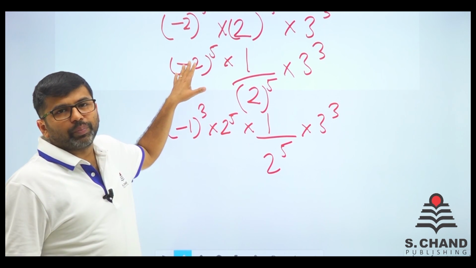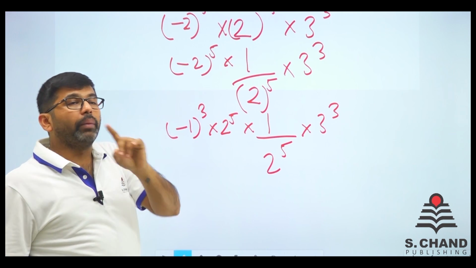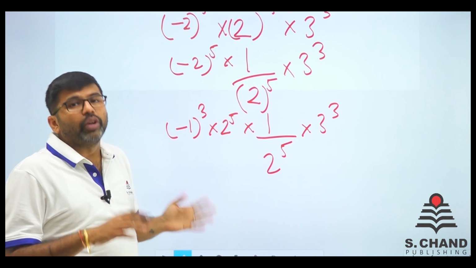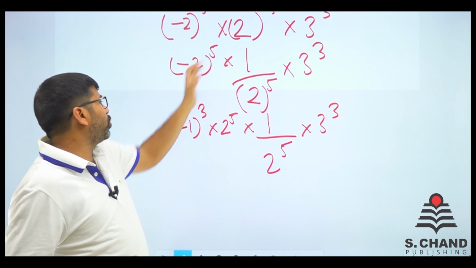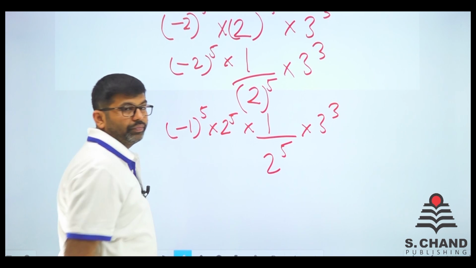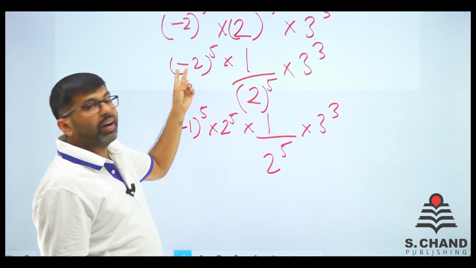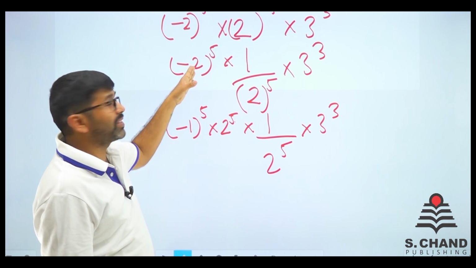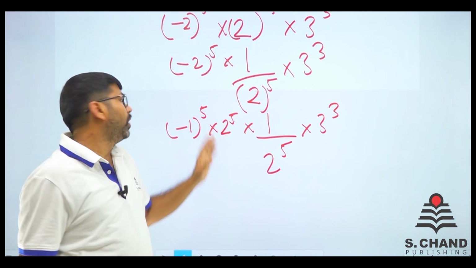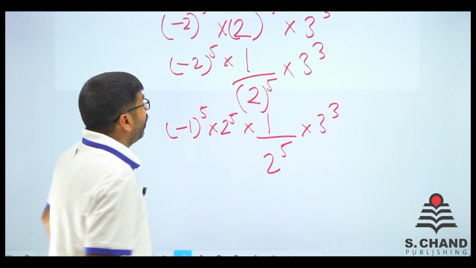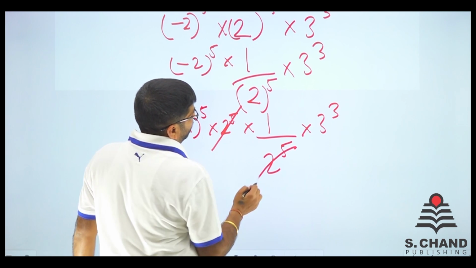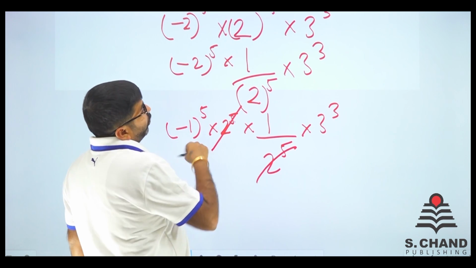See, minus 2 is basically minus 1 into 2. If you remember, minus 2 is minus 1 into 2. So minus 1 raised to power 5 and 2 raised to power 5. What I did was, I just wrote this minus 2 as minus 1 into 2. Minus 1 separate, 2 is separate. Why did I do that? Because I just wanted to cut it.